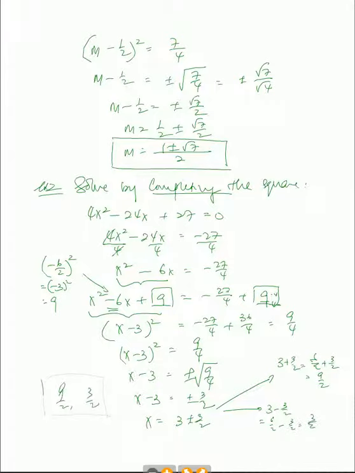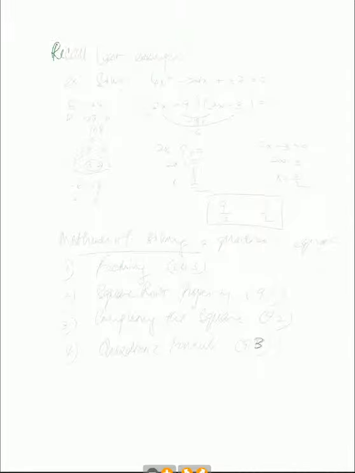So you will notice that this problem was solved by completing the square because it was asked. Okay, but then you notice in the next page, I'm going to solve the same problem using factoring, and it's a lot faster. So let's try that. Recall last example. What if the question just said solve 4x squared minus 24x plus 27 equals 0?